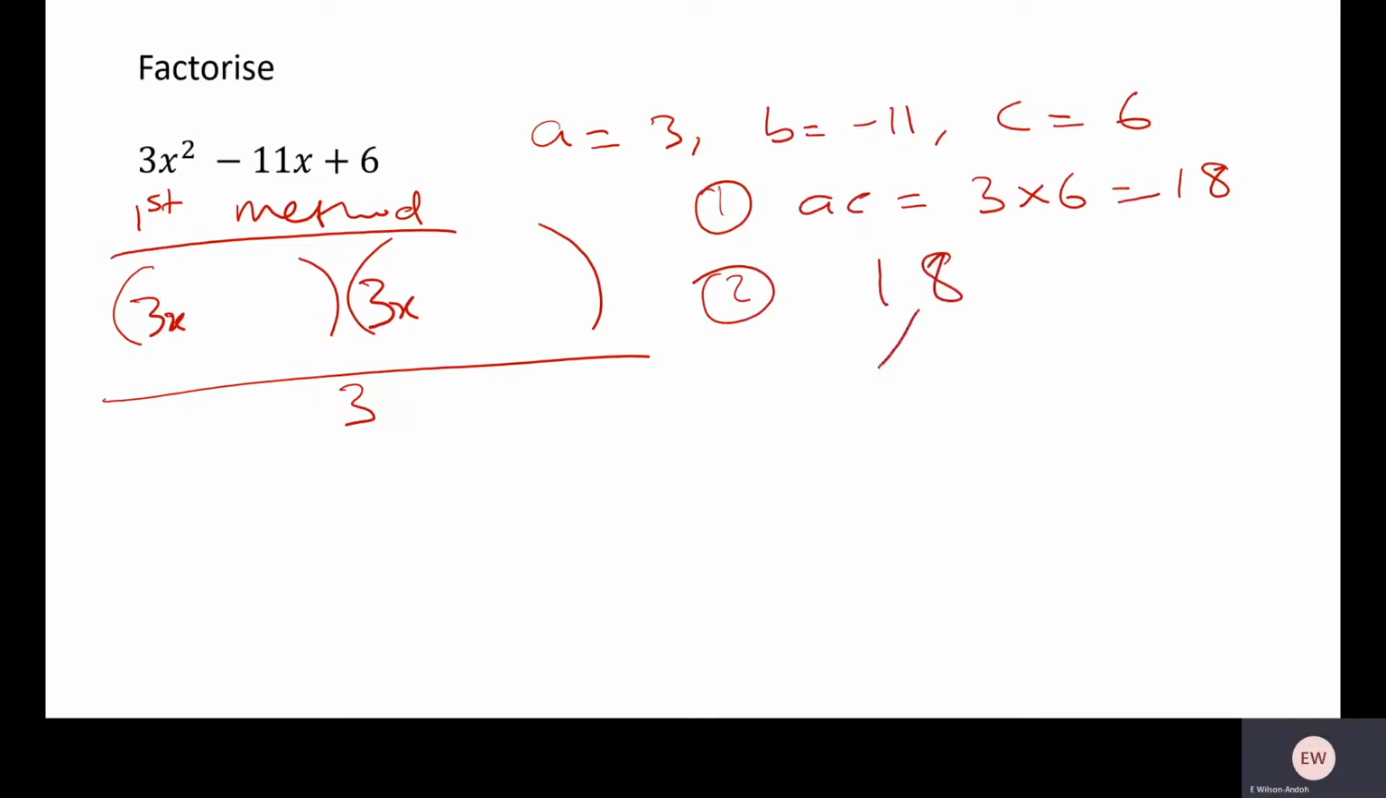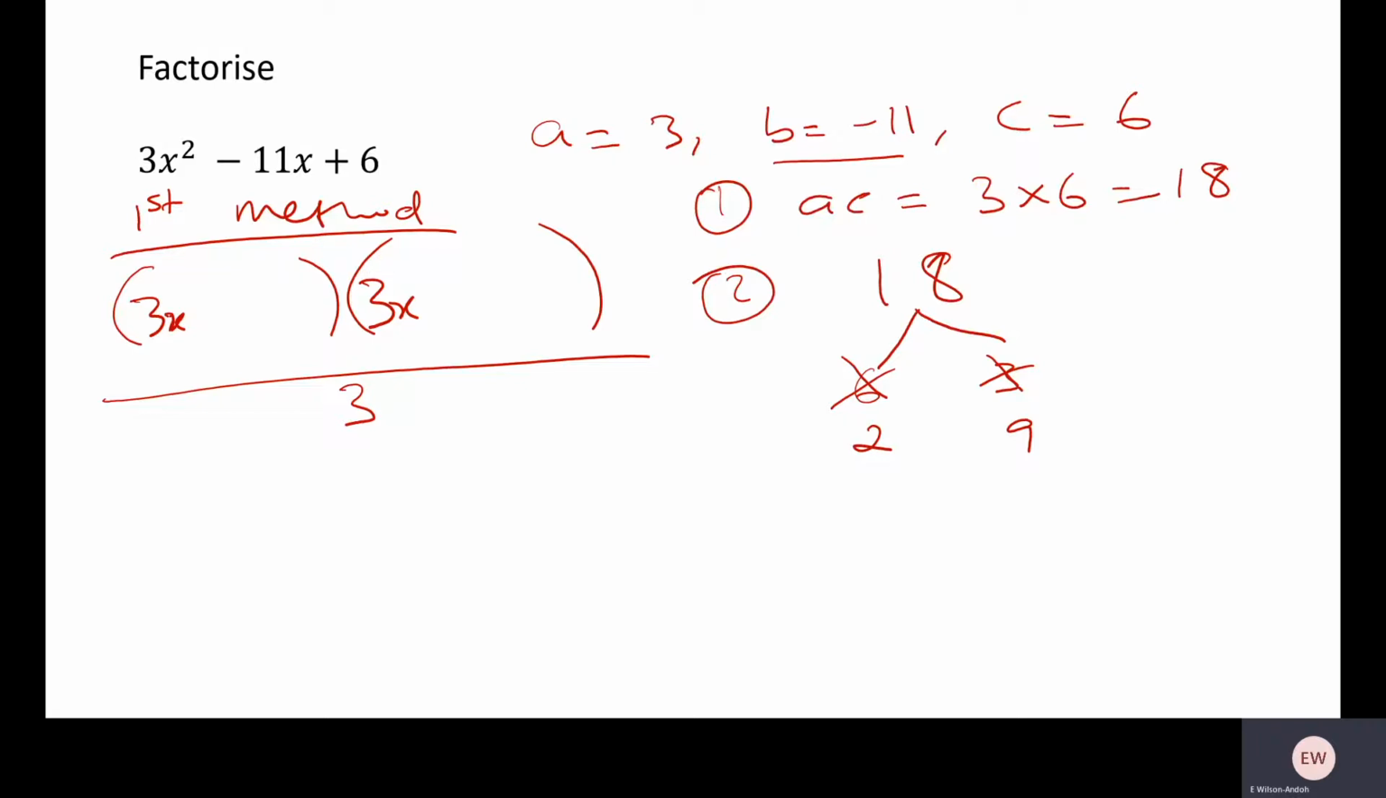So we have found AC to be 18. Now, for the 18, we look for two factors that will multiply to give 18 and then add to give us negative 11. So the two factors, if you choose 6 and 3, now 6 times 3 is 18, but when you add, you get 9. We are looking for negative 11 and not 9. So we can't take these ones. These ones are wrong. So let's look for another factor. If we take 2 and then 9, 2 times 9 is 18, and 2 plus 9 is positive 11, not negative 11. We are looking for negative 11.